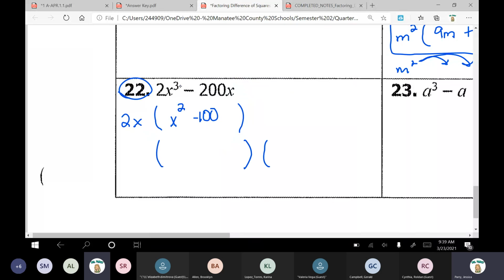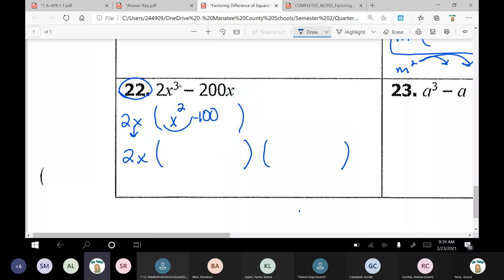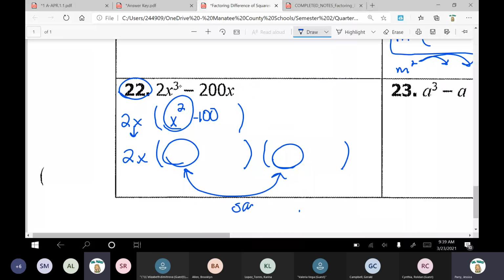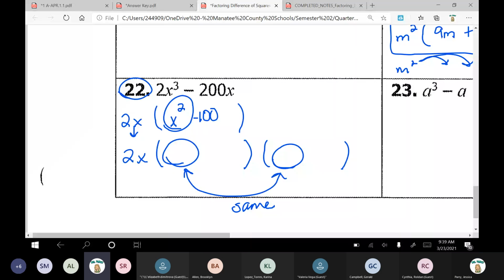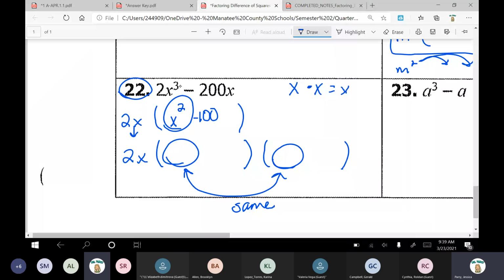Now we can go ahead and do what we've been working on yesterday and today. Bring down this 2x. Now let's think, what times what is x squared? What times what is x squared? Yep, x times x. Add your exponents and we get x squared. So here's my x, here's my x.